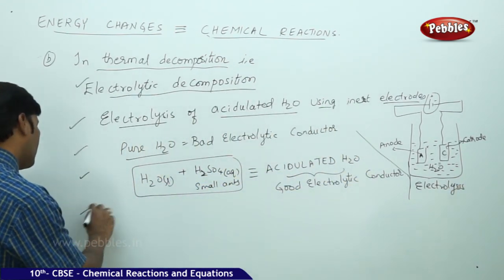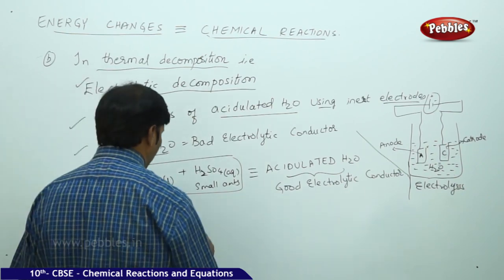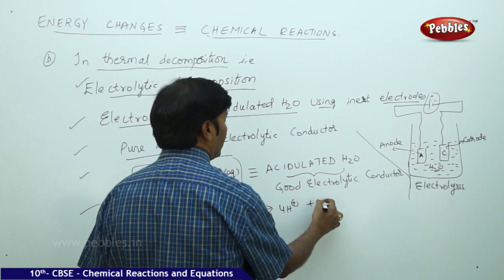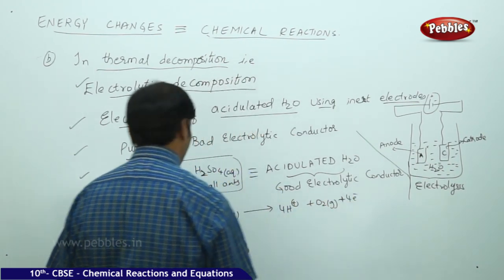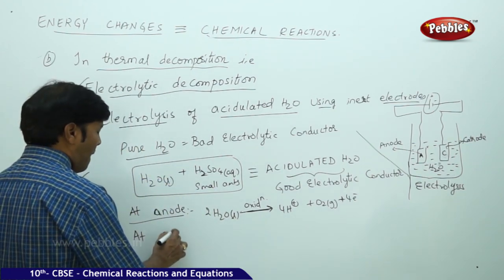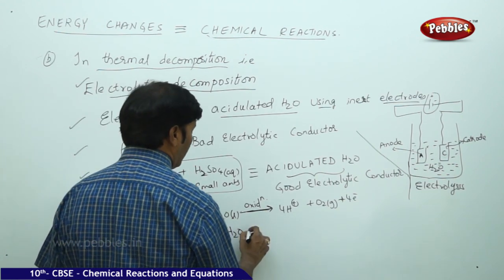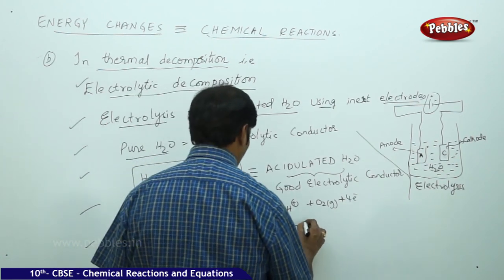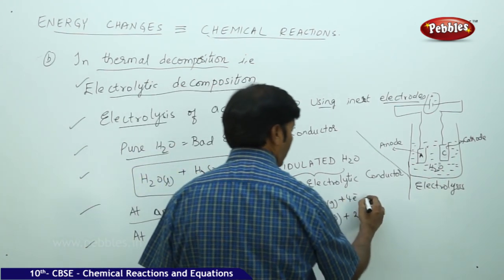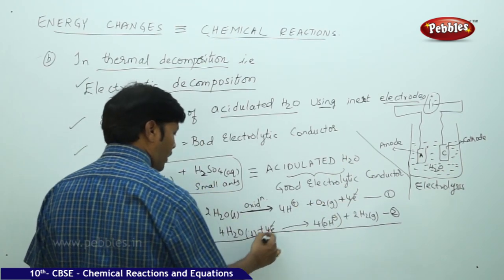Now see the reaction mechanism taking place during electrolysis. At the anode, two molecules of H2O liquid give rise to 4H+ ions plus oxygen gas plus 4 electrons. Deelectronation takes place; this is oxidation. At the cathode, 4 molecules of H2O liquid plus 4 electrons give 4 OH- ions plus 2 moles of H2 gas. This is the first equation and this is the second equation. When you add both, the 4 electrons and 4 electrons get cancelled.